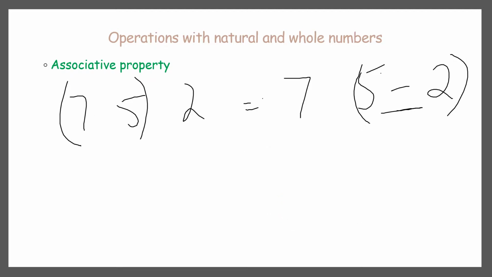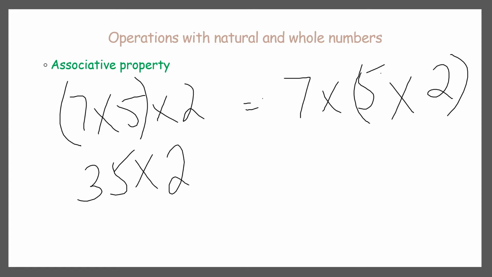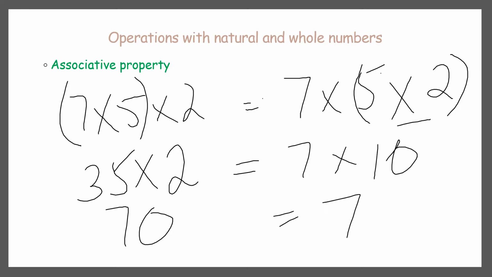I will use these same numbers but change the operation here. Now here they are getting multiplied. Okay, 7 multiplied by 5 is 35 and 35 twos are 70. And here we have to multiply these two numbers first, 5 twos are 10 and 10 sevens are 70. So see, the result is the same. It means that associative property holds for multiplication and addition, but doesn't hold for subtraction.